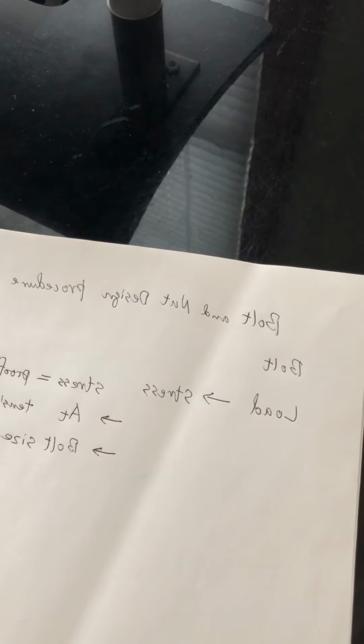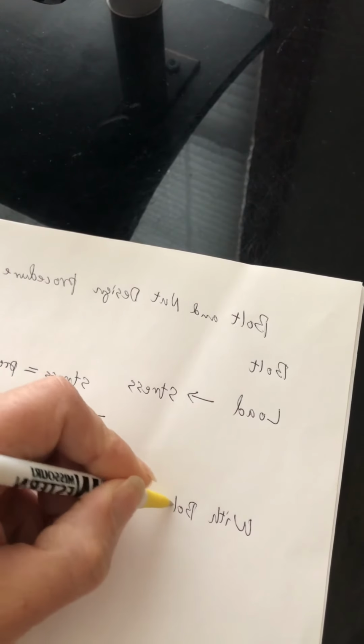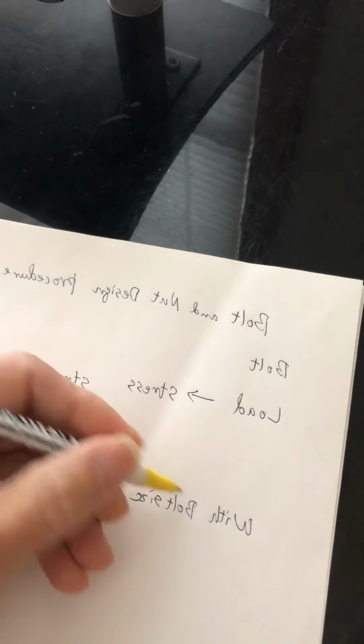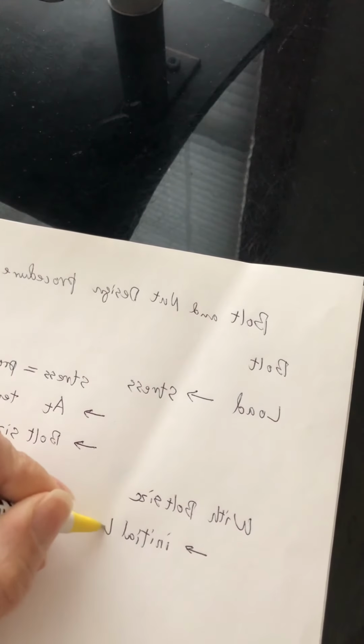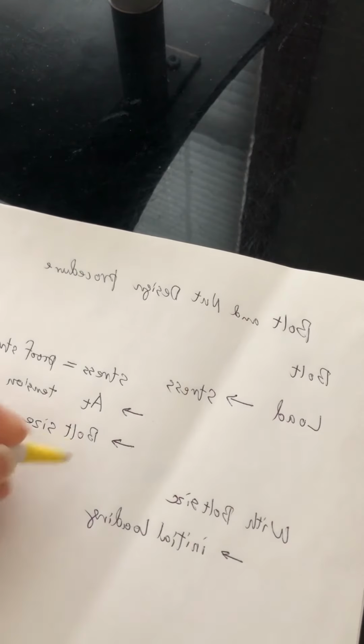I will give you an example later on to follow this procedure. But right now, we just need to take a look at this. Now, with the bolt size, we need to find out the initial loading. The initial loading is the force that we need to apply so that the bolt and nut are not going to get loose. And we use this formula here.